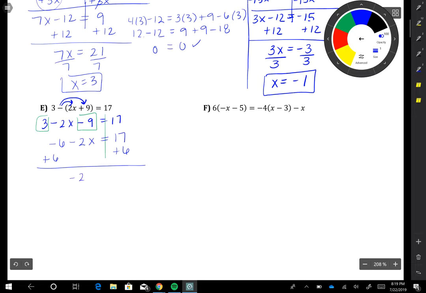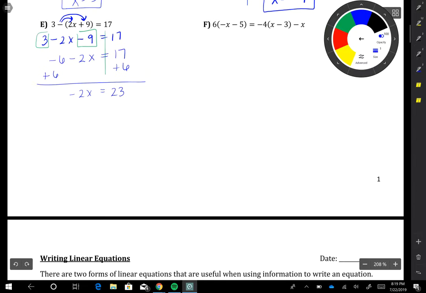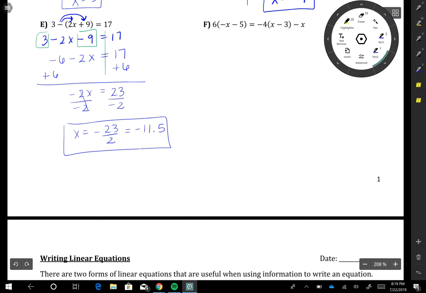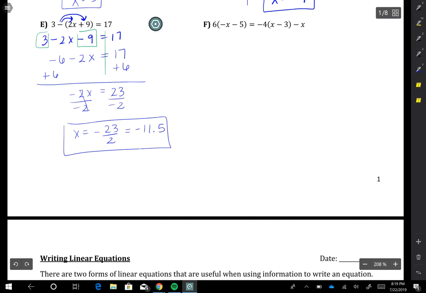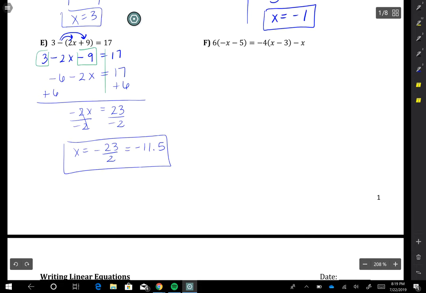And I'm left with negative 2x equals 23. And I'm going to divide both sides by negative 2. So I have x equals a negative 23 halves, or you could say negative 11.5, or negative 11 and a half, whichever you prefer. And our last example has a couple sets of parentheses on different sides and a couple combining like terms.